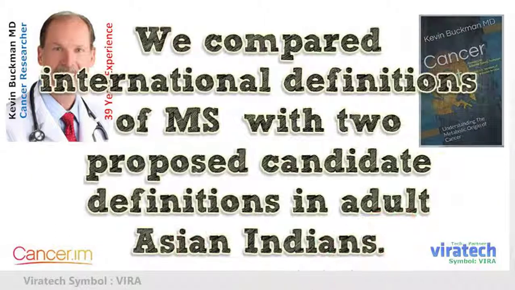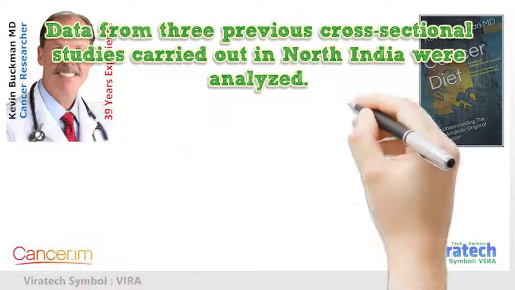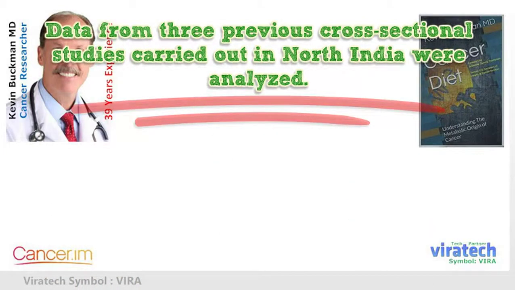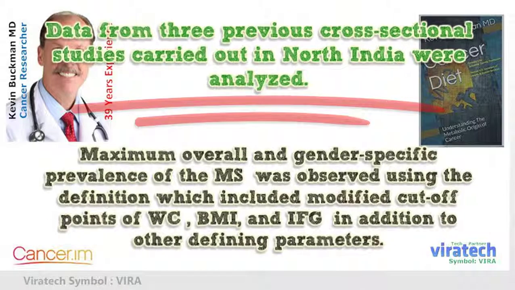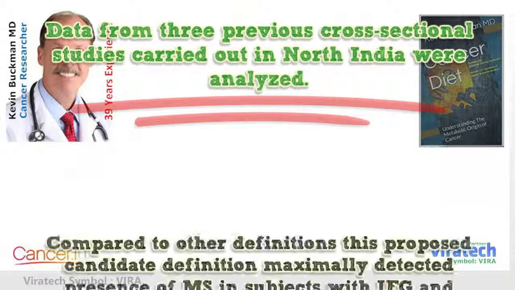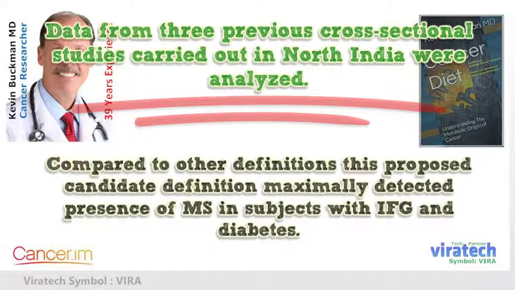We compared international definitions of MetS with two proposed candidate definitions in adult Asian Indians. Data from 3 previous cross-sectional studies carried out in North India were analyzed. Maximum overall and gender-specific prevalence of the MetS was observed using the definition which included modified cutoff points of WC, BMI, and IFG in addition to other defining parameters. Compared to other definitions, this proposed candidate definition maximally detected presence of MetS in subjects with IFG and diabetes.